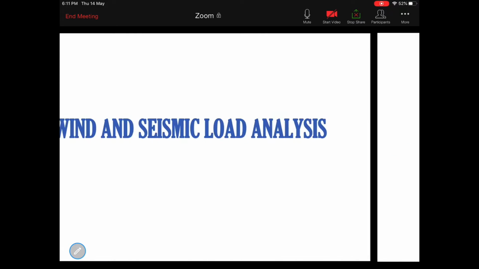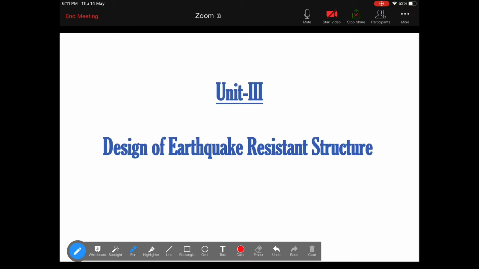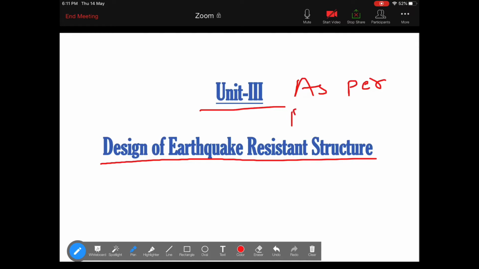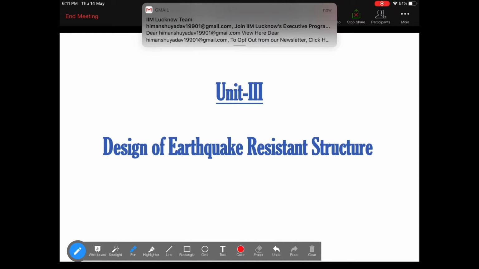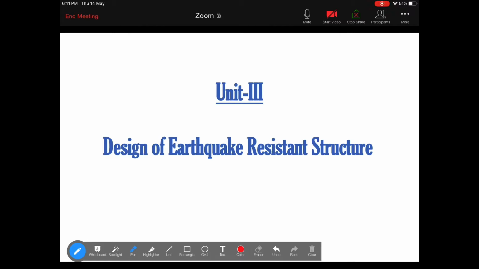Today we will discuss seismic load analysis in this subject. According to the syllabus of Rajasthan Technical University, this is the third unit, design of earthquake resistant structure. Within this unit, we will learn about designing earthquake resistant structures. This is very helpful for preparing a structure which resists earthquake waves and also defends against all the loads like shear and other things.